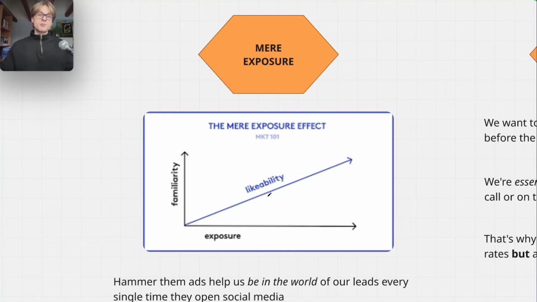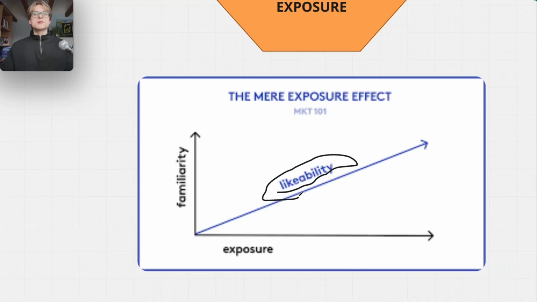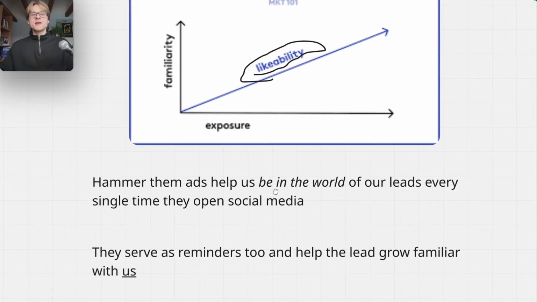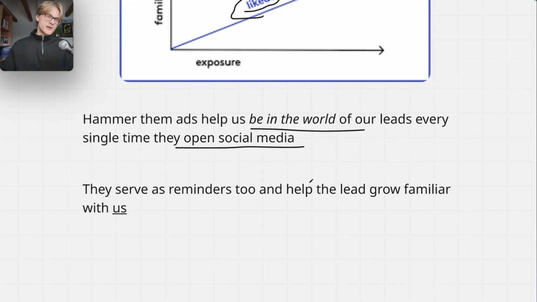One is the mere exposure effect. So the higher the exposure is, the higher the familiarity with us and the higher the likability. Meaning, the more we get in front of people, the more often we do this, the more they will like us because we're simply becoming familiar to them. They help us be in the world of our leads. Every single time they open social media, because we retarget them.